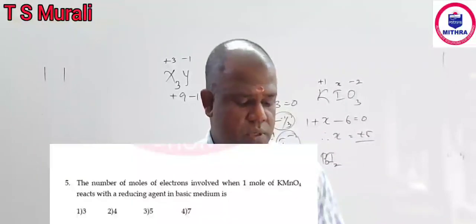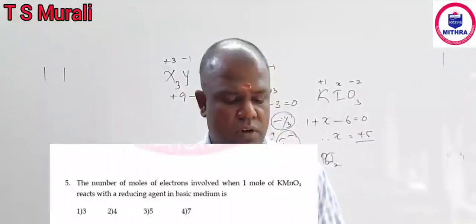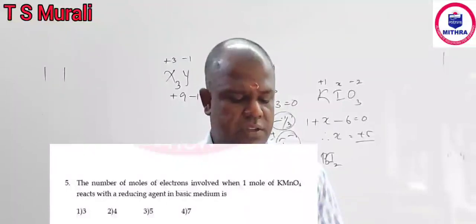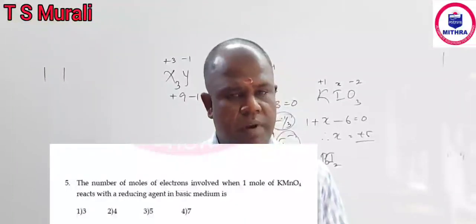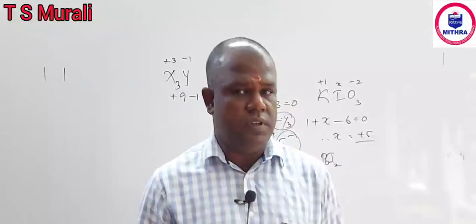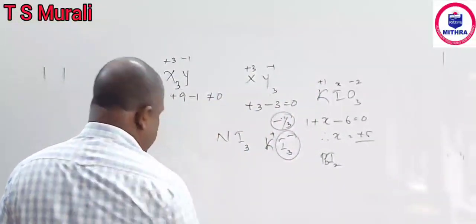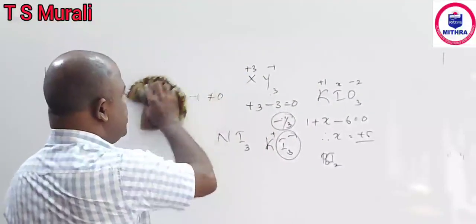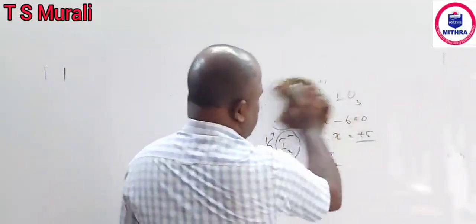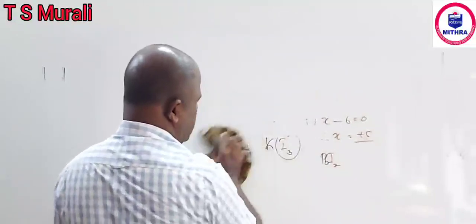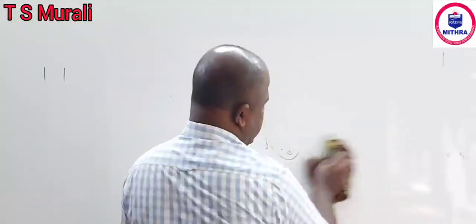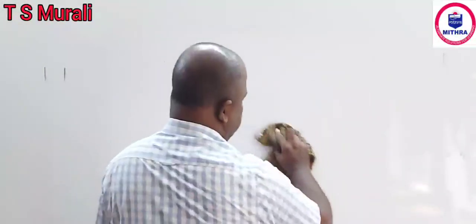Okay. Next, question number 5: the number of moles of electrons involved when 1 mole of KMnO4 reacts with a reducing agent in basic medium. Basic medium is a specification. See, KMnO4 can act as an oxidizing agent in acidic medium, basic medium, as well as in neutral medium. In neutral medium they rarely ask questions. Acidic medium and basic medium are frequent. In acidic medium, you know what happens?